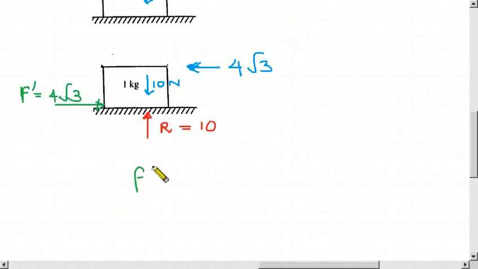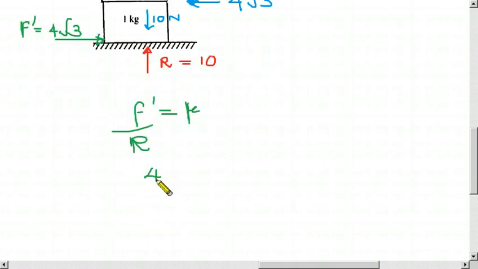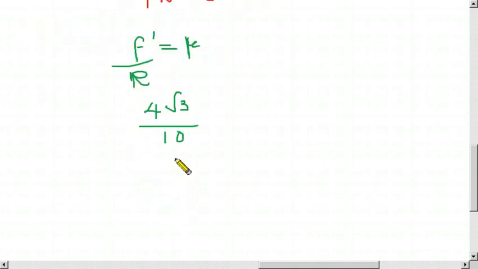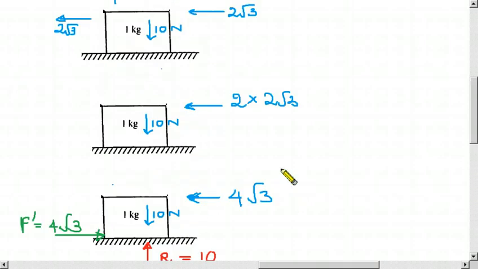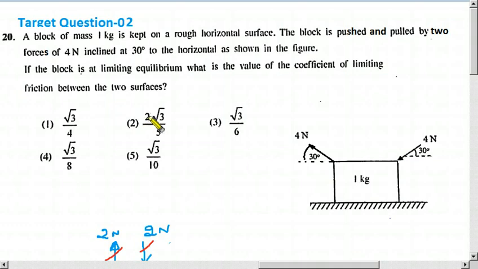So therefore F dash equals mu R. F dash is 4 times root 3, R is 10, simplify, 2 times root 3 divided by 5, that is the value for mu. This one, second one is the answer.